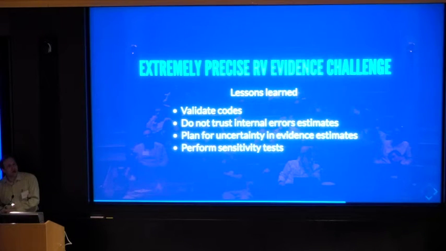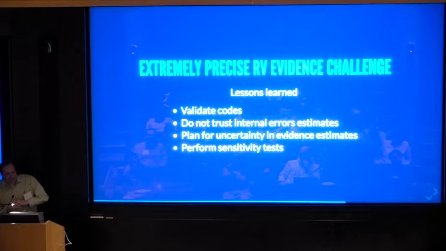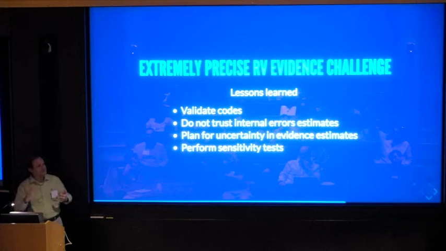About a year ago, at the Extremely Precise Radial Velocity meeting, we had a breakout session with a data challenge. We gave people simulated data sets and asked them to compute the Bayesian evidence, or the marginalized likelihood, for each of several models, several data sets. I could give a whole talk about that, but I think the key takeaway bullets are: validate your codes.